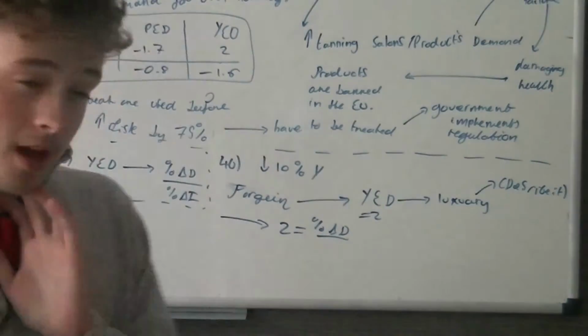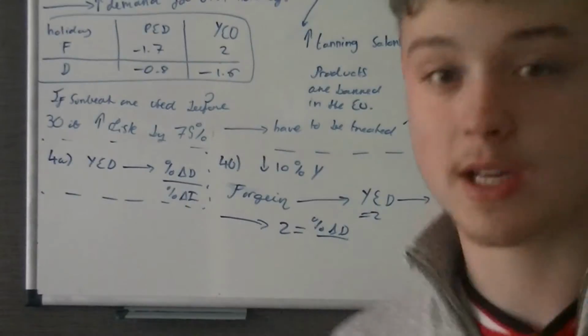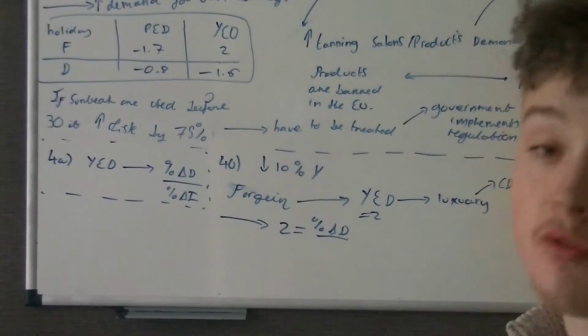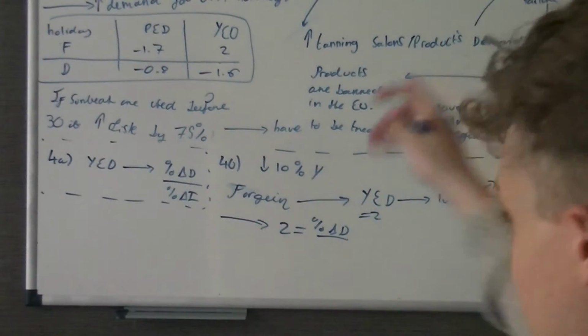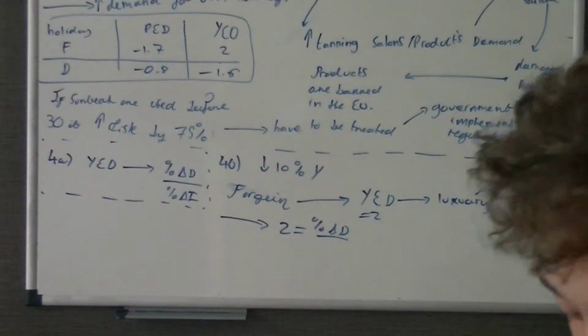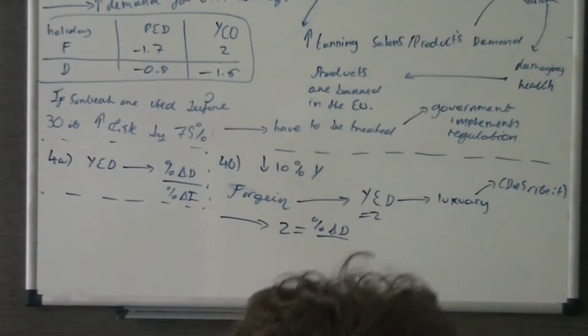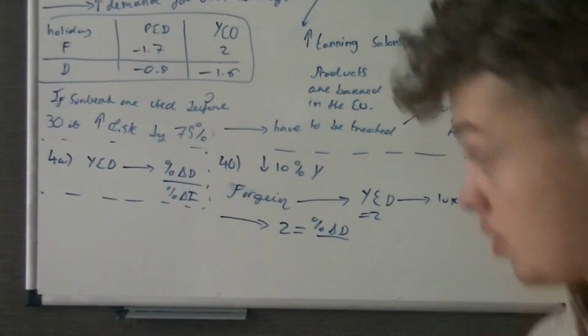Just 2 things. If you get a question on elasticity, it's probably going to give you the formula, give you the value of the YED, or give you a percentage change in demand. Basically, it's going to ask you for one of the parts of the formula, and you use the other 2 parts to slot it in and use it to talk about it.